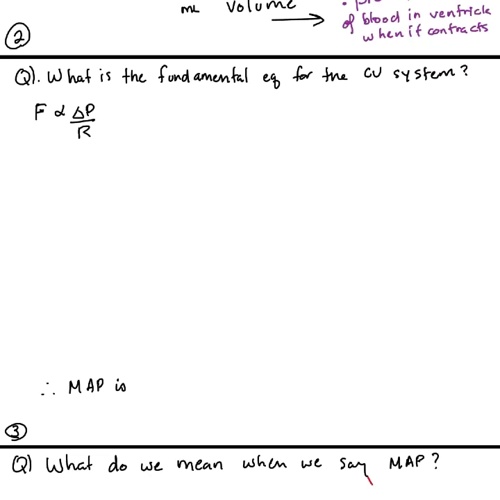Now remember, we gave flow its own name. We called it cardiac output, and we said that that's proportional to a pressure gradient over resistance. We know that cardiac output is equal to heart rate times stroke volume. Now we're going to rearrange this equation a little bit more to give us the following: the pressure gradient is proportional to cardiac output times the resistance.